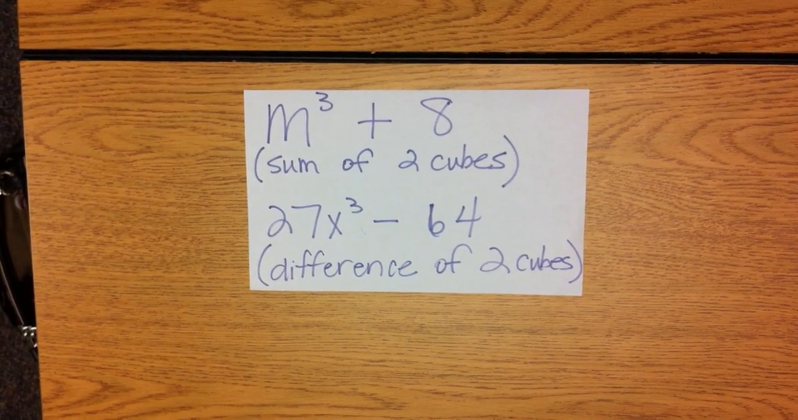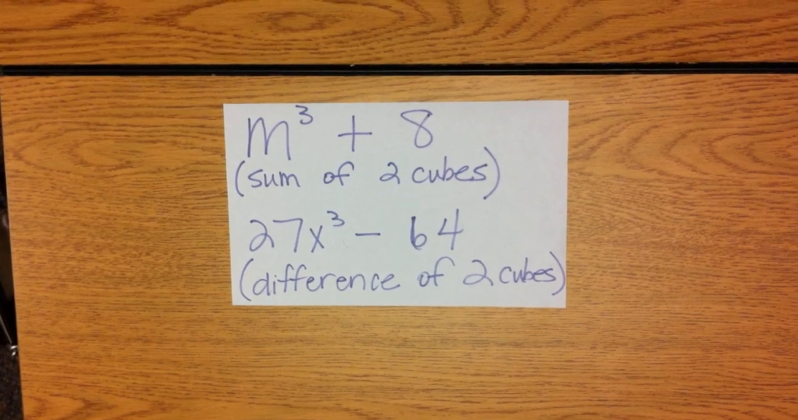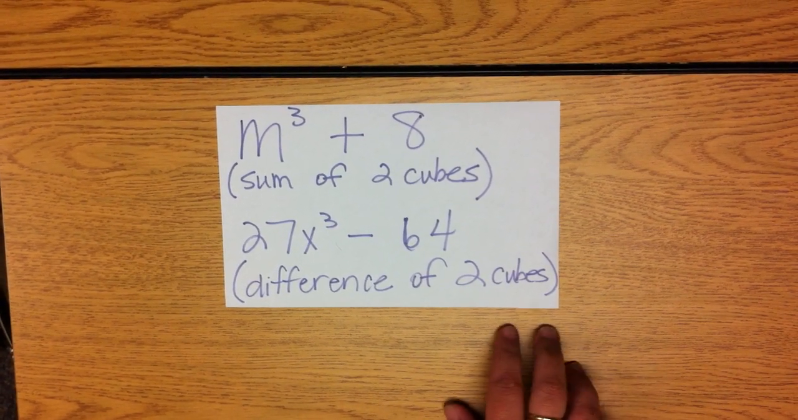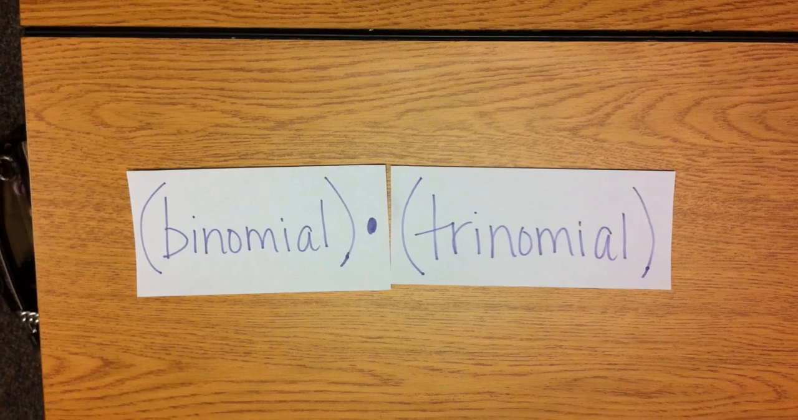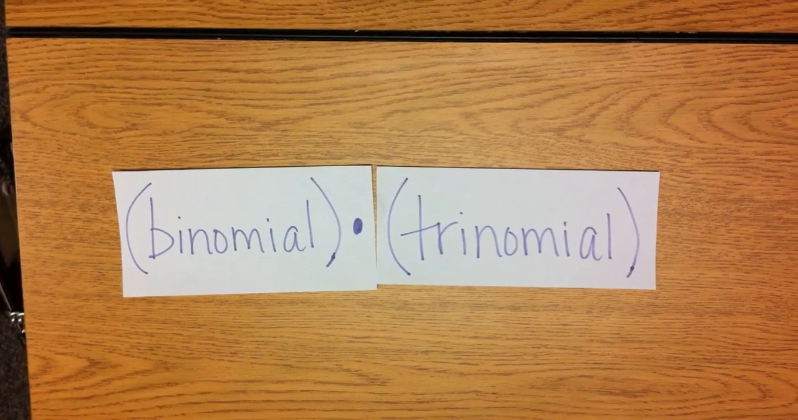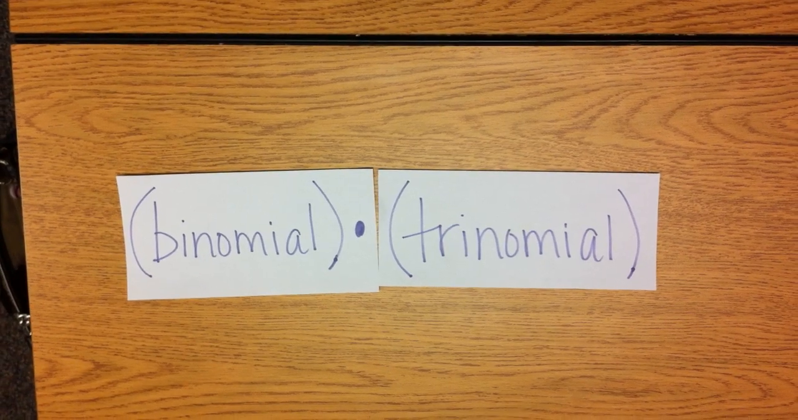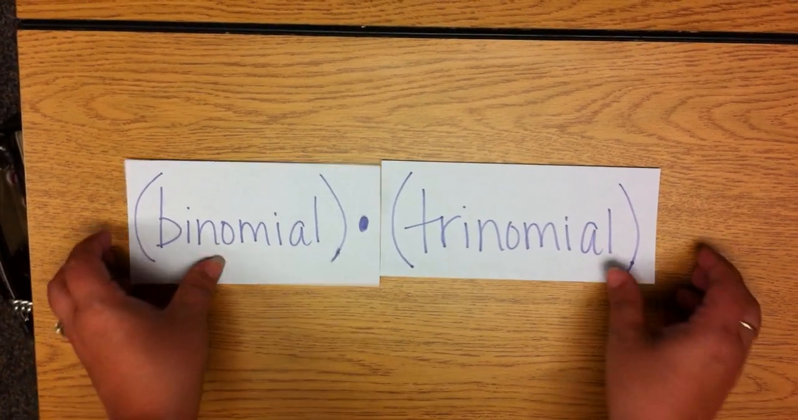The focus of this video is on how we factor the sum or difference of two cubes. Here are two examples that we're going to look at. One of the things you need to remember is that the sum and difference of two cubes always factor to be a binomial times a trinomial. One thing to note is that the binomial is in a set of parentheses, as is the trinomial. That's very important to the factoring process.